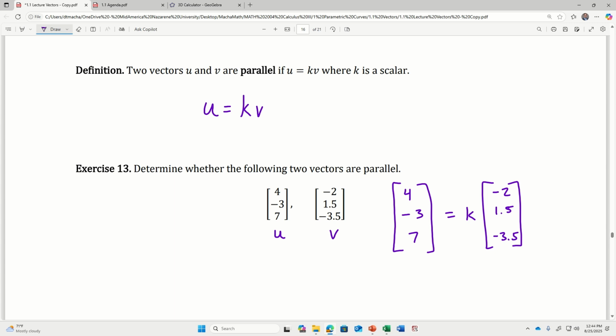If they are parallel, then that should make sense. Are these parallel vectors? Yes? What value of k solves that equation then? Negative 1/2. No, sorry, negative 2.